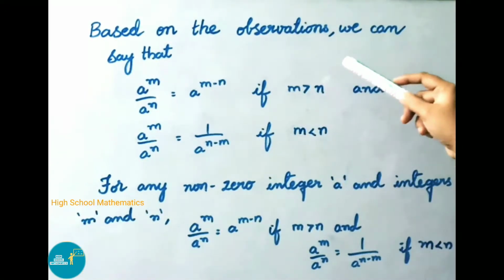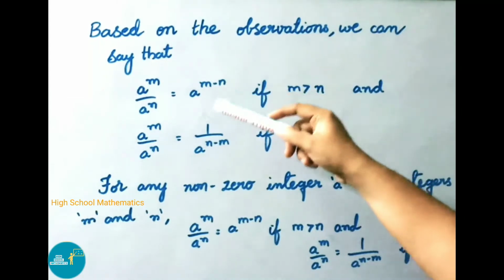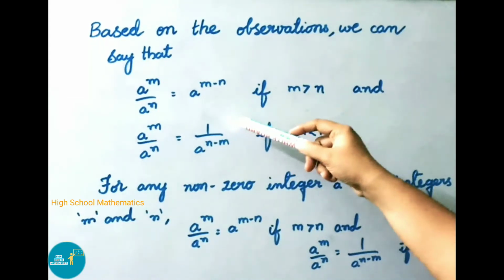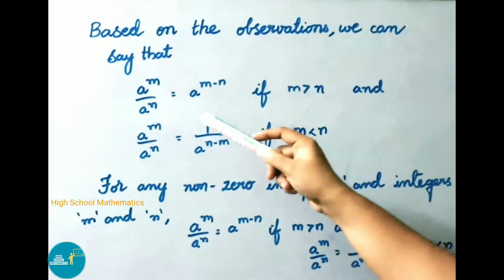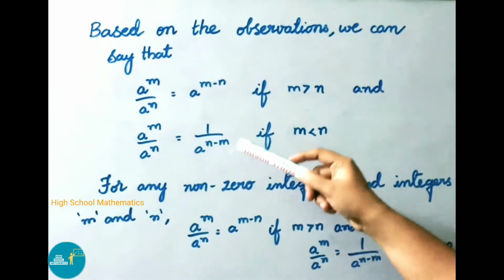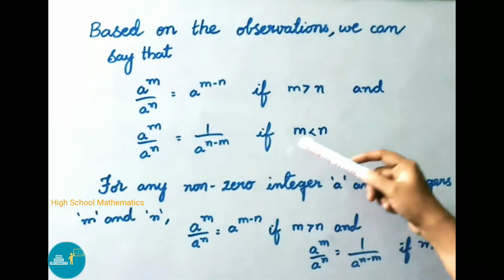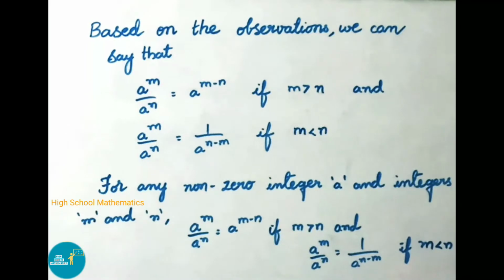Based on the observations, we can see that a power m by a power n equals a power m minus n if m is greater than n, and a power m by a power n is equal to 1 by a power n minus m if m is less than n. For any non-zero integer a and integers m and n, a power m by a power n equals a power m minus n if m is greater than n, and a power m by a power n equals 1 by a power n minus m if m is less than n.